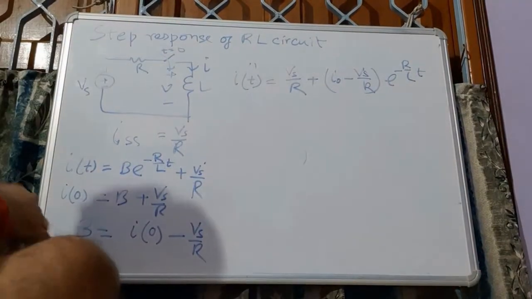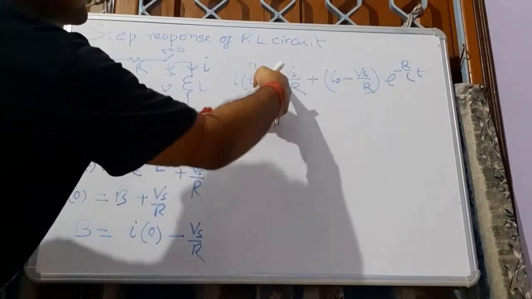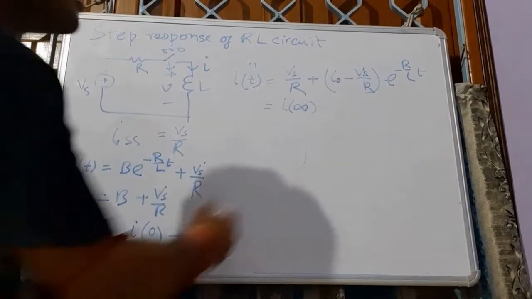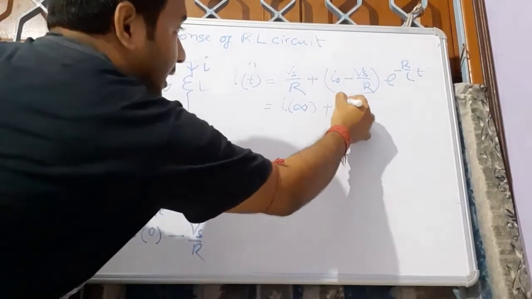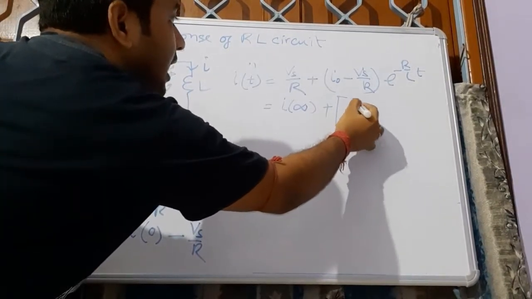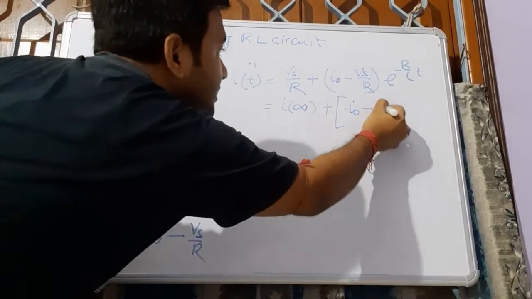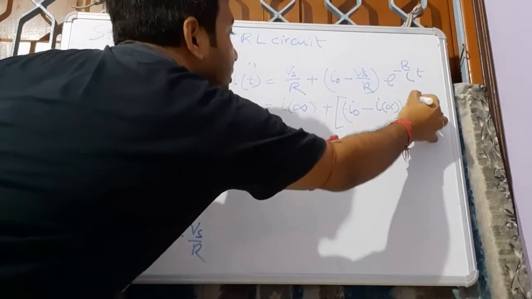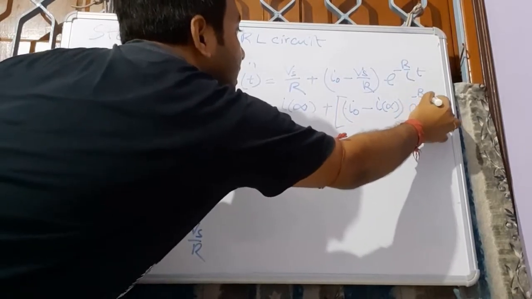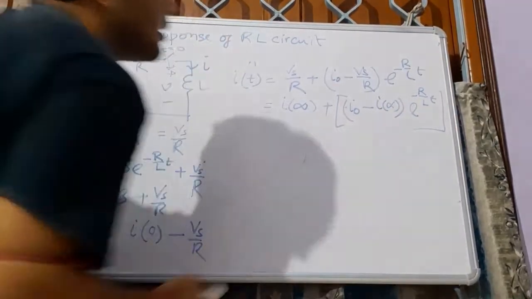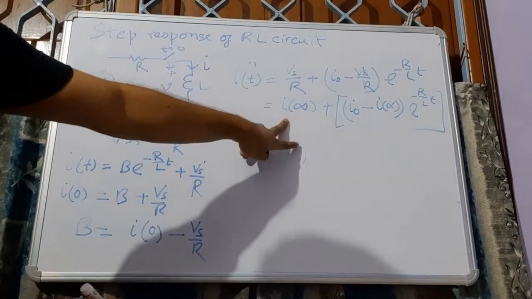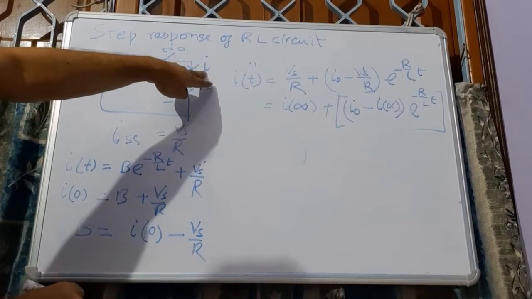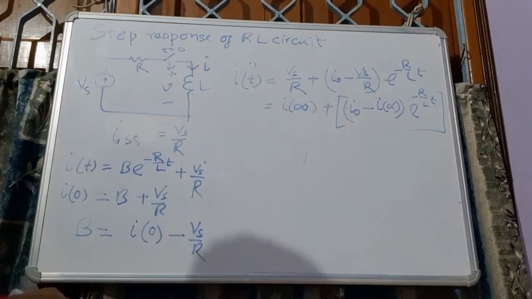Now this is equals to your steady state value, so i infinite you can write, plus i naught minus i infinite, e to the power minus R by L into t, right? So this is the final expression of the current for time t, right. Now do a problem.